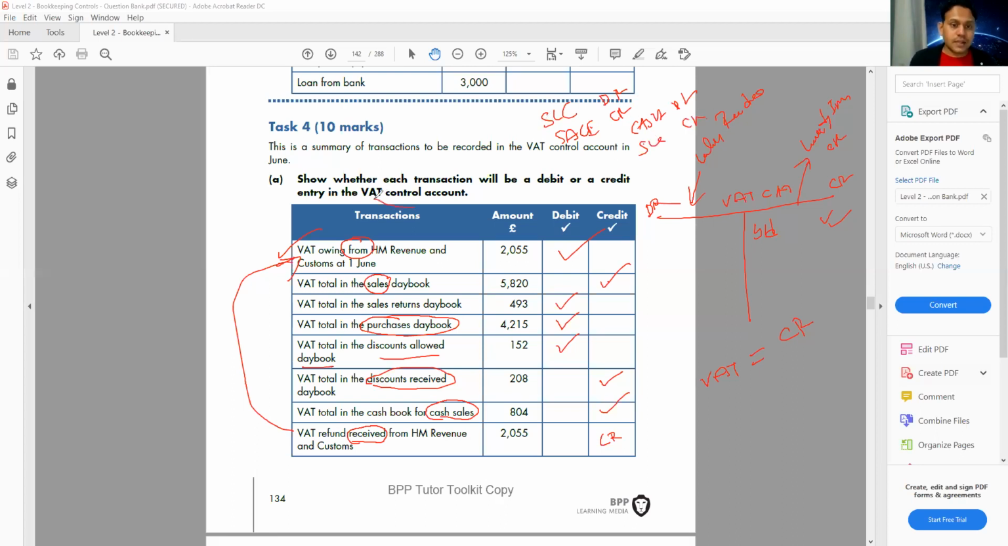Here we're doing the VAT control account. If HMRC already paid, the first one was going to pay VAT going from. So I'm going to get some money from HMRC, but here they already refunded. That will be credit because that will reduce their liability.